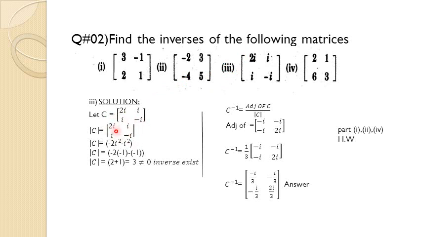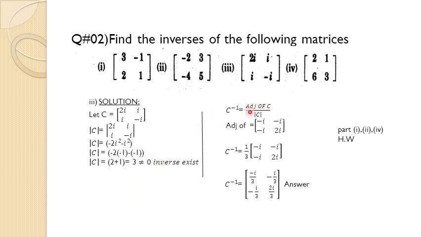How can we find the determinant? This multiplied by this. So 2 iota multiplied by minus iota, minus 2 iota square, minus iota multiplied by iota, iota square. What is the value of iota square? Minus 1. Okay, minus minus plus, minus minus plus. So 2 plus 1, 3. 3 is not equal to 0, so the inverse exists. Why? Because it is a non-singular matrix. If the determinant has a nonzero value, then the matrix is a non-singular matrix, and we can say that the inverse exists.